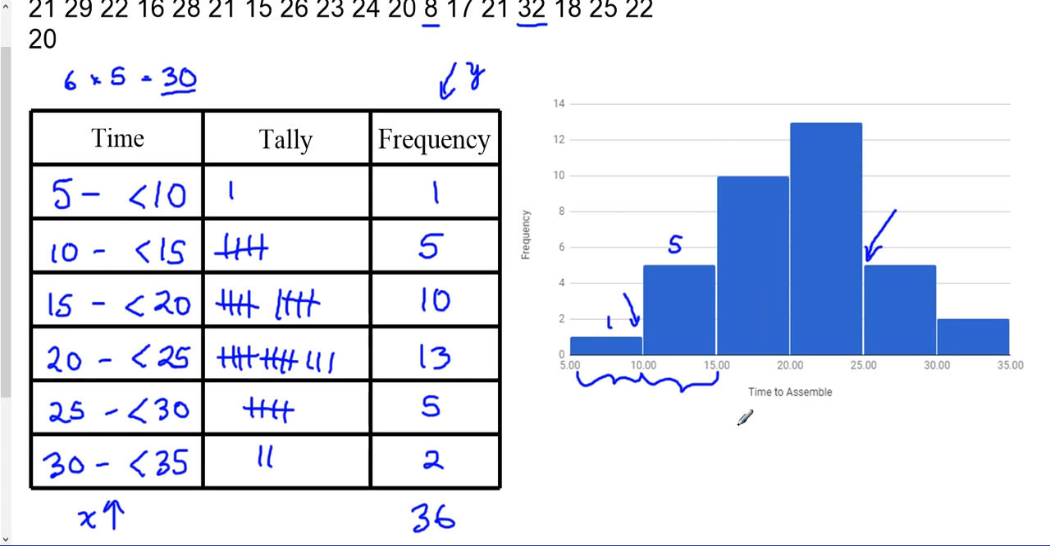Okay, so what does this histogram tell us about the times? Well, the typical time that they had given us was about 20 minutes right here in the middle. So we've got a lot of people who were able to assemble it in close to 20 minutes. Most of these people are between 15 and 25, but there's a few who are able to do it a lot faster, and a few over here who it took a lot longer.